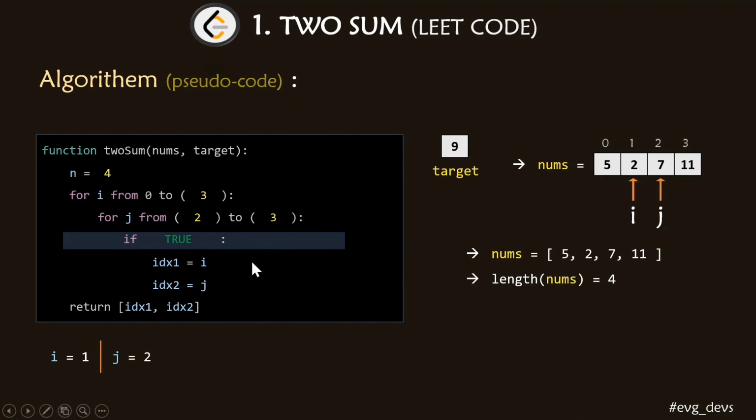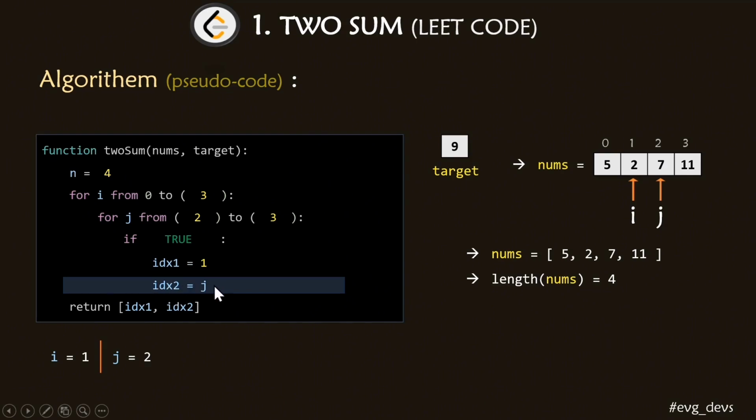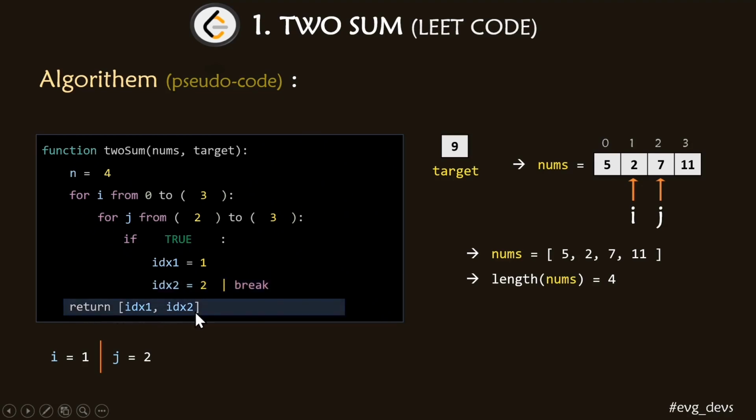So the compiler will go to the next line, that is inside the if condition. That is idx1 is assigned with i, and i value is 1. So idx1 is assigned with 1. And j value is 2. So idx2 is assigned with 2. And as I told, I will add a break statement here. Here the break statement will move the compiler out of the for loops and execute after the for loop. After the for loop, we have the return statement, that is return idx1, idx2. So we will return 1, 2 here.